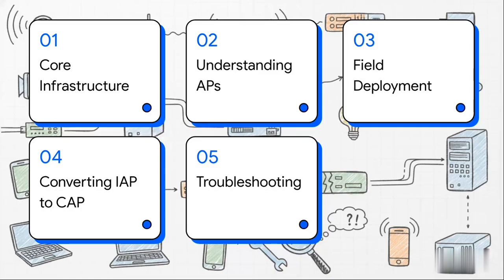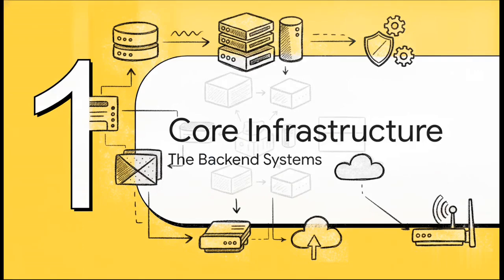Okay, let's take a quick look at the agenda. We're going to hit the core infrastructure, understand the APs themselves, walk through the actual field deployment, tackle any Instant-to-Campus AP conversions, and then wrap it all up with some troubleshooting. All right, Section 1, Core Network Infrastructure.